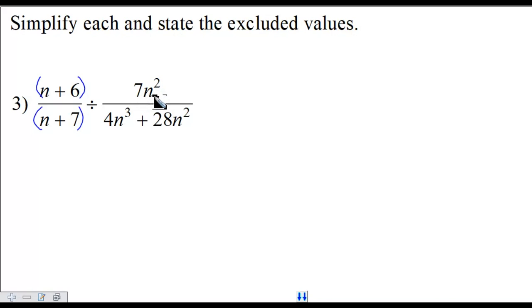Now, 7n squared. This is a monomial. Monomials can't be factored. They're already in simplest form. Parentheses are not needed because I can cancel the individual parts of a monomial.